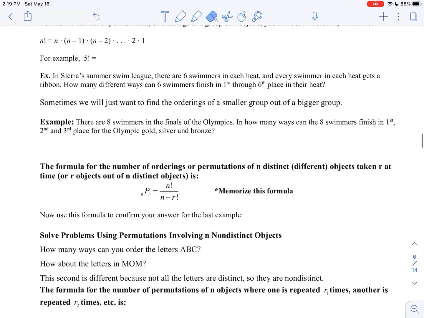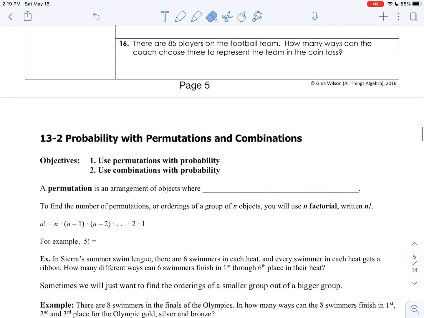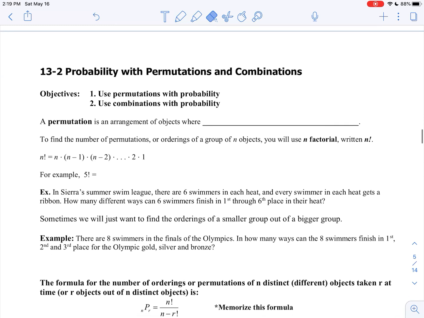We're on page 6 of the chapter 13 packet, and we'll discuss probability with permutations. First, we'll discuss what a permutation is. A permutation is an arrangement of objects where order or position matters. Order or position matters.